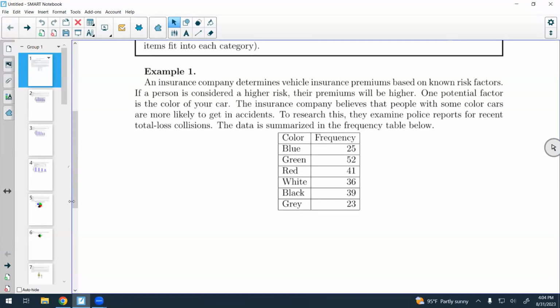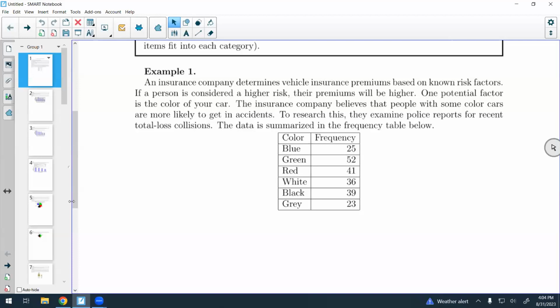An insurance company determines vehicle insurance premiums based on known risk factors. If a person is considered a higher risk, their premiums will be higher. Makes sense, right? One potential factor is the color of your car. The insurance company believes that people with some color cars are more likely to get in accidents. To research this, they examine police reports for recent total loss collisions, and the data is summarized below.